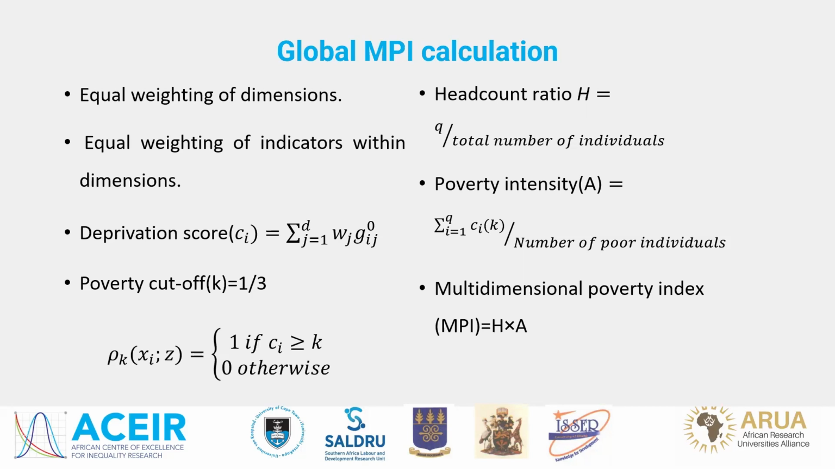In some literature, it's also referred to as the adjusted headcount ratio, because it's the headcount ratio adjusted by the poverty intensity. So it allows you to see who is poor and how poor the poor are.